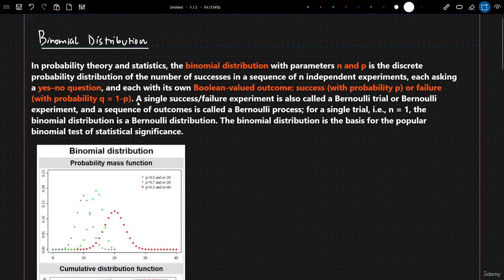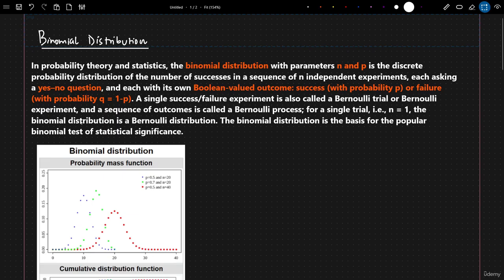Now here, just by the definition, you're saying it is a sequence of n independent experiments, and for every experiment the outcome is yes or no. The best example will be tossing a coin 10 times, right? So in short, if you read more about binomial distribution, a single success or failure experiment is also called a Bernoulli trial or Bernoulli experiment, and a sequence of outcomes is called a Bernoulli process.